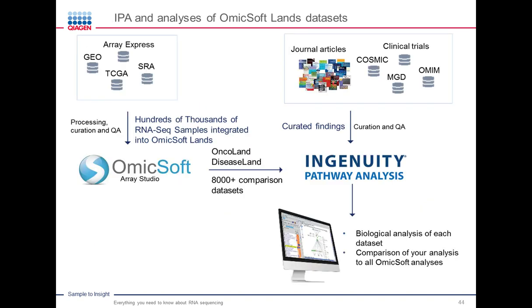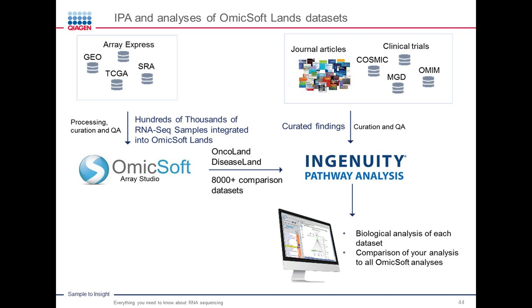In addition, if you look at IPA and analyses of OmicSoft Lands datasets, and we'll go over that in a minute, on the OmicSoft side, you have processing, curation, and QA of hundreds of thousands of RNA-seq samples integrated into the OmicSoft Lands. And these would be your OncoLand and your DiseaseLand with more than 8,000 comparison data sets. As I already mentioned, you have your journal articles and any deposited data sets into public data sets, and you have curated findings integrated into IPA.